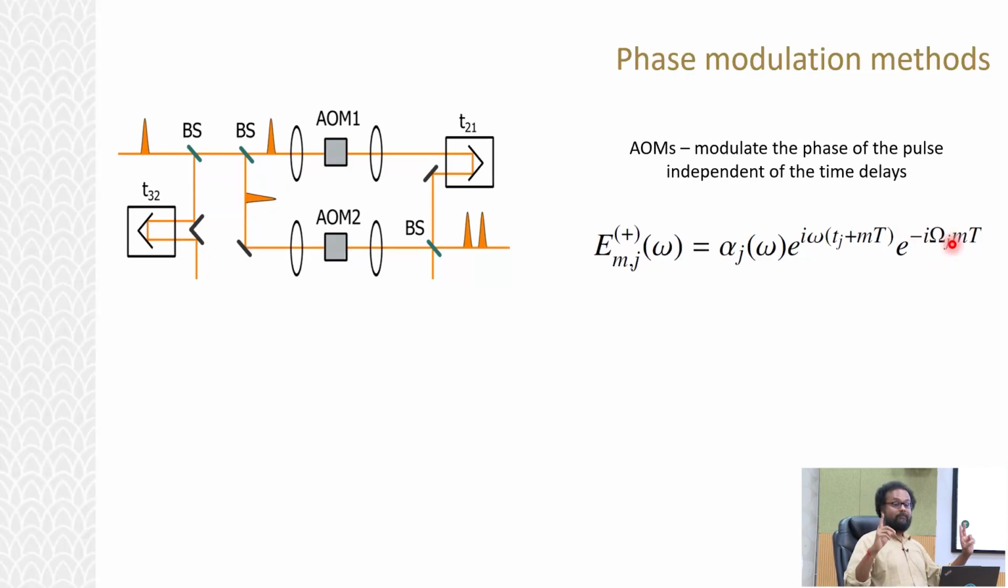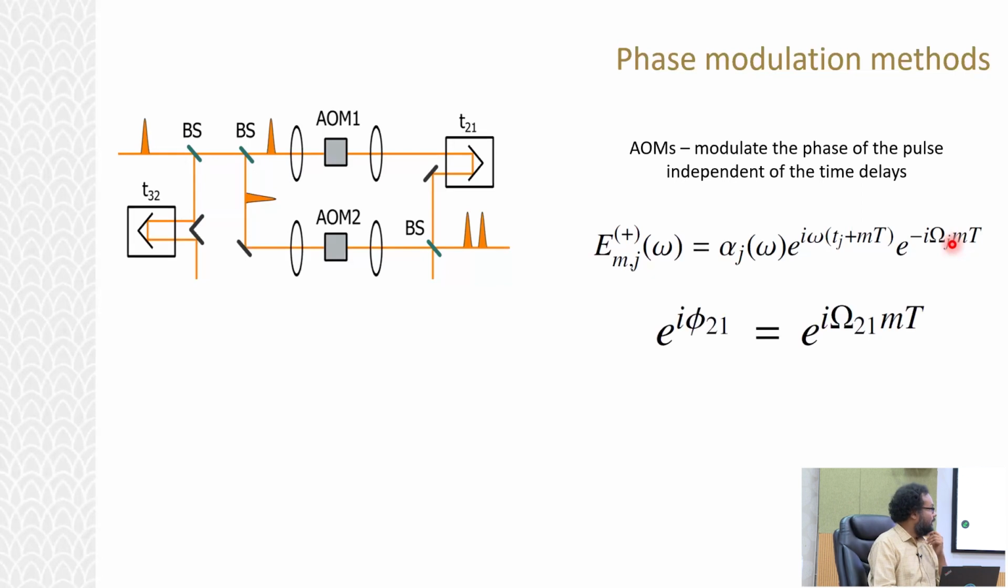But remember, we need the phase difference between the two pulses. So what we do is we slightly change the modulation frequency. If one is 40 megahertz, the other one is 40 point something megahertz, such that the frequency difference happens to be in the kilohertz range. Okay, so that's my phase which is added.